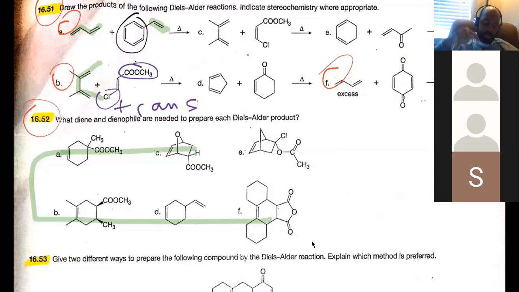It's trans, right? The groups are opposite to one another. Can you see that? The chlorine is on the opposite side of the ester, so it's trans. So you're right that the branches have to stay there, but then I heard somebody else say that they have to be trans also because the reaction is stereospecific. Is that right?